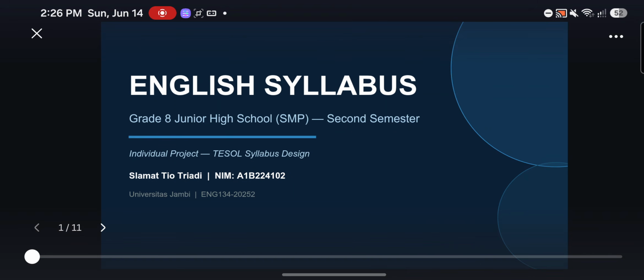A1B224102. Today I'm going to present my individual project for TESOL Syllabus Design course. The title of my project is English Syllabus for Grade 8 Junior High School second semester. This syllabus was designed for public SMP in a semi-urban area in Indonesia following curriculum Merdeka.